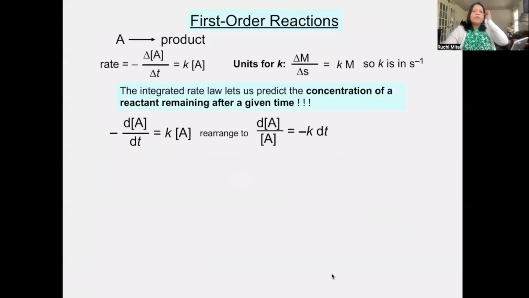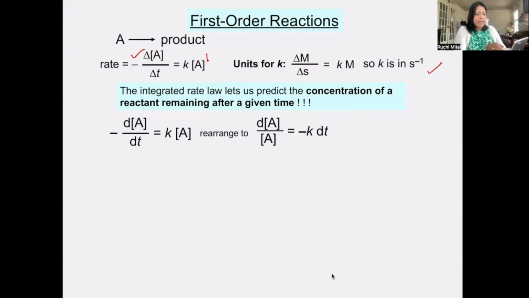Now, if we look at a first order reaction, again, you don't have to be able to derive this. This equation is given to you. Again, A is changing into product, and the rate is the change in concentration of reactant over time, which is equal to k times A because it's first order. We have talked about the units. The integrated rate law helps us predict the concentration of a reactant remaining after a given time.